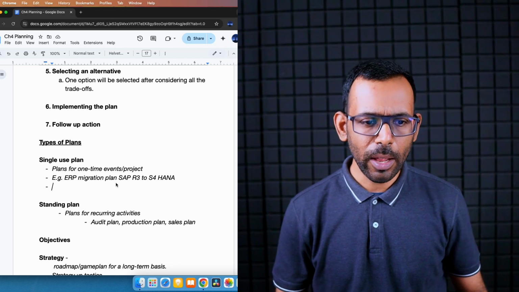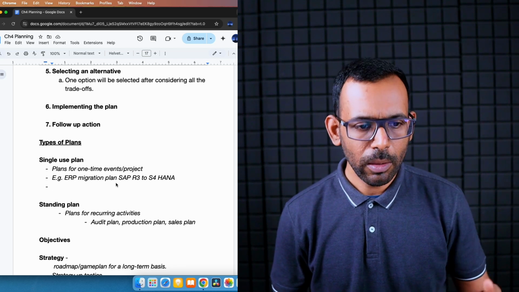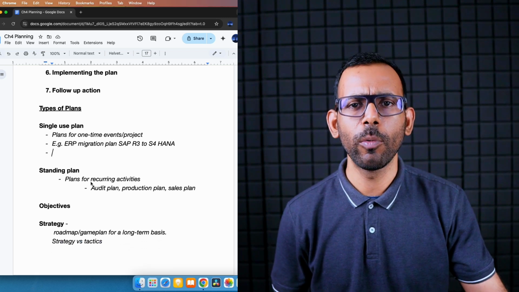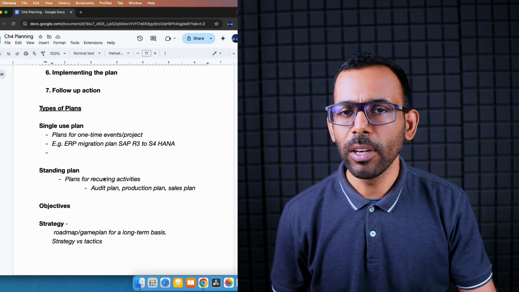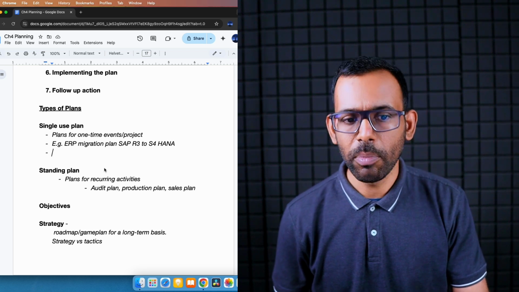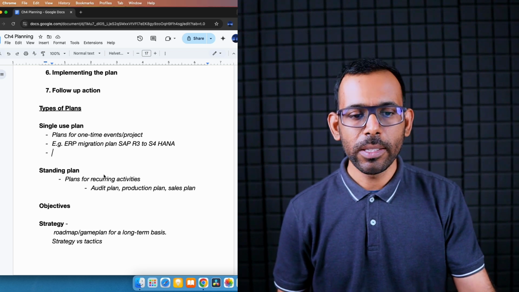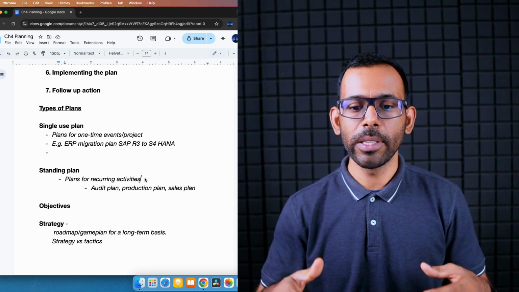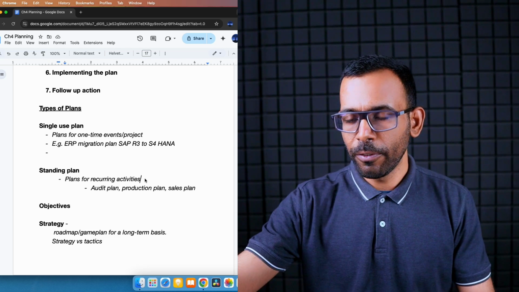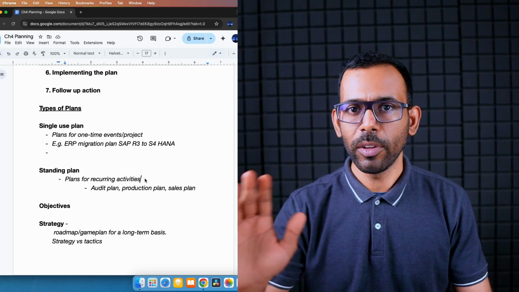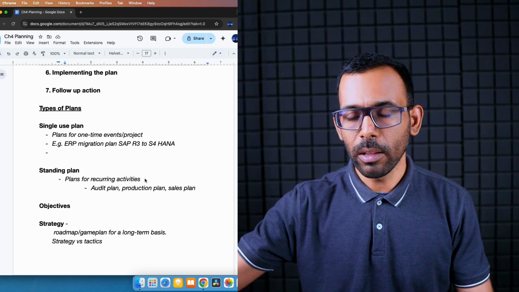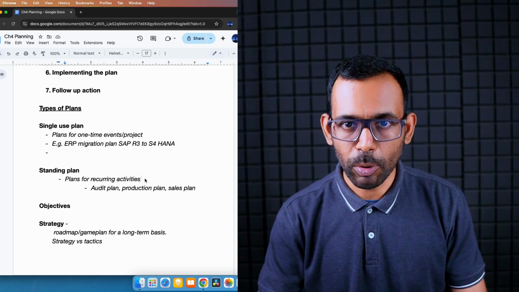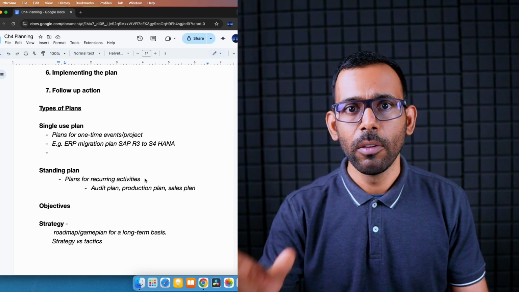Now a standing plan is a plan made for recurring activities or recurring events. Normal day-to-day work, how are we going to conduct it? They will come under standing plan. So audit plan, production plan, sales plan. Let's say every week the sales team will assemble and they will have a target. They will say, okay, this week we are targeting 15 or 20 distributors. We are pushing product X, Y, and Z and we are pushing it at this price. How many quantities are we planning to push? How much total value of sales are we going to make?